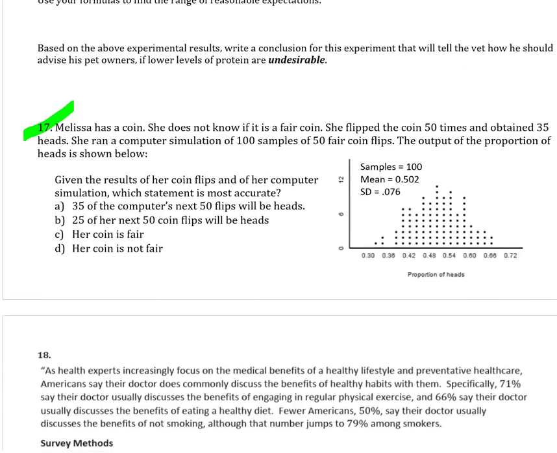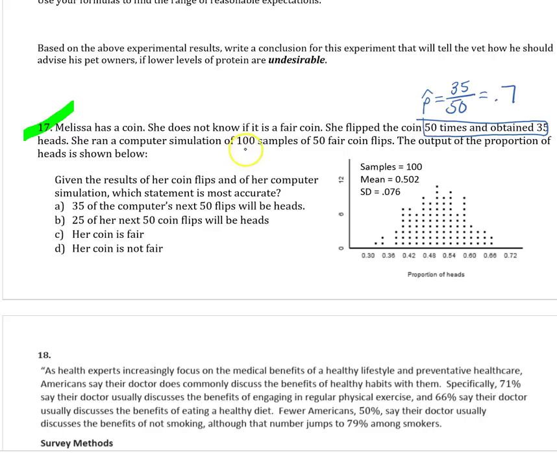All right, Melissa has a coin. She does not know if it is a fair coin. She flipped the coin 50 times and obtained 35 heads. So right there I'm thinking, all right, there's my p-hat. That's my sample proportion. She got 35 heads out of 50, which is the same thing as 0.7.